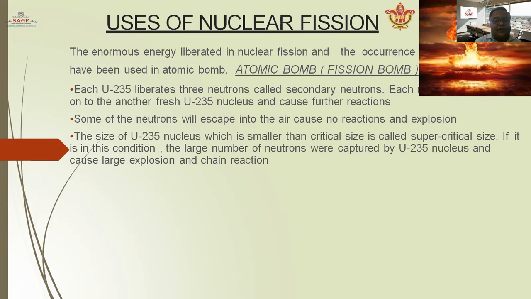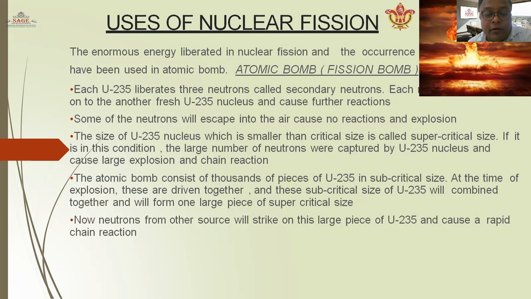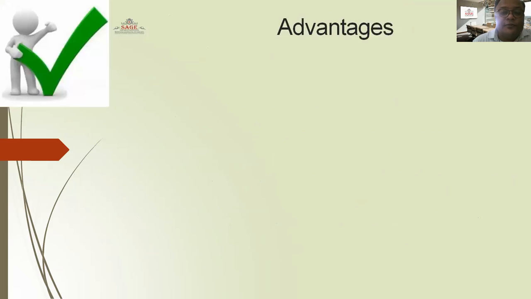When the size of the uranium-235 is larger than the critical size, it is called supercritical. In this condition, a large number of neutrons are captured by uranium-235 nuclei, causing a large explosion in the chain reaction. The atomic bomb consists of thousands of pieces of uranium-235 of subcritical size. At the time of the explosion, these are driven together and combine to form one large piece of supercritical size. Now neutrons from other sources strike this larger piece of uranium-235 and cause a rapid chain reaction. This reaction causes a violent explosion, releasing a vast amount of energy.